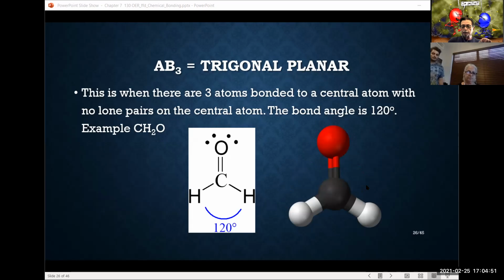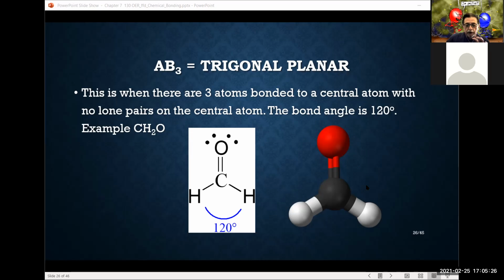Another example would be the AB3. With AB3, we have what's called trigonal planar. A good classic example of a formula like this is something called formaldehyde. I'm sure you may have heard about formaldehyde someplace. I know they used to use it a lot as a preservative. If, like in high school, you were dissecting an animal like a pig, formaldehyde was utilized, but they're not using it so much now because it is a cancer-causing compound. So not a good thing to be using.